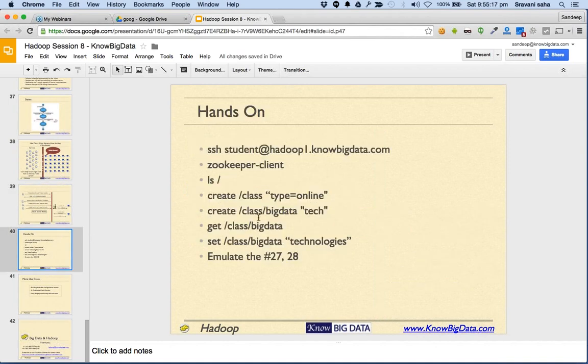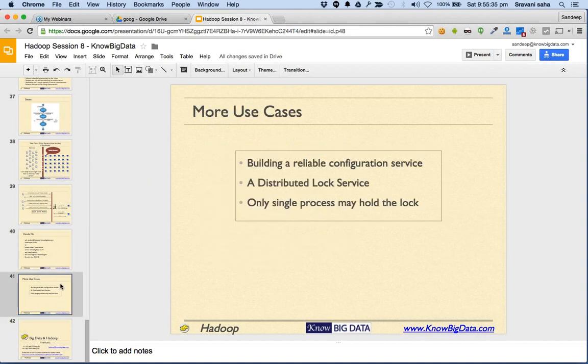All right, we have done this hands-on earlier. You should try to do it by yourself. That's an exercise. Try to create your own nodes, experiment with ephemeral nodes, try to update, delete the nodes, and see what happens in case you exit the session. Okay. So there are many use cases of Zookeeper-like systems, but the main one is coordination.